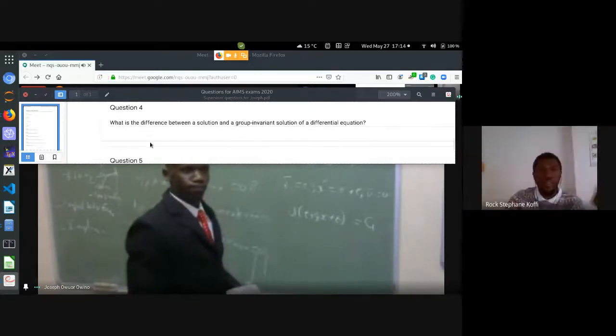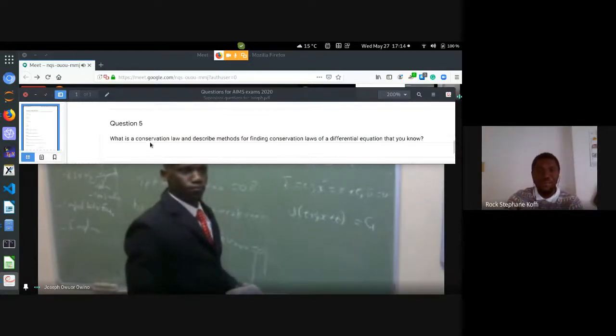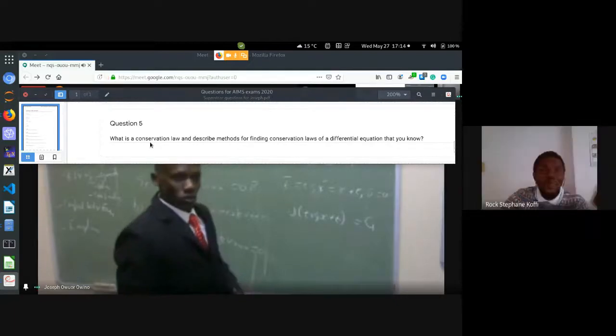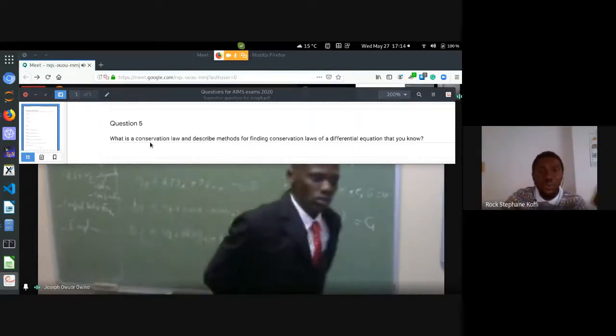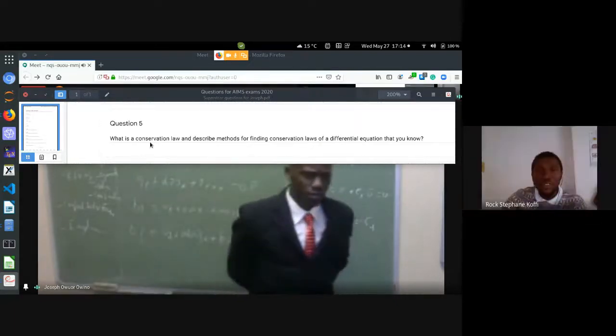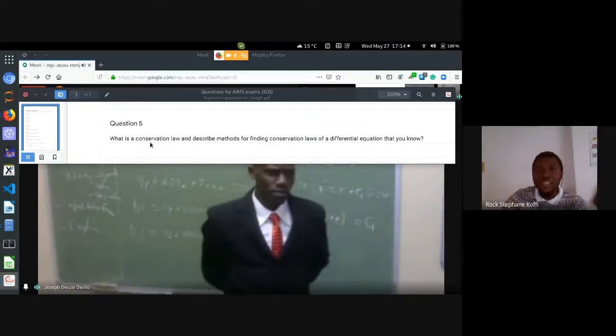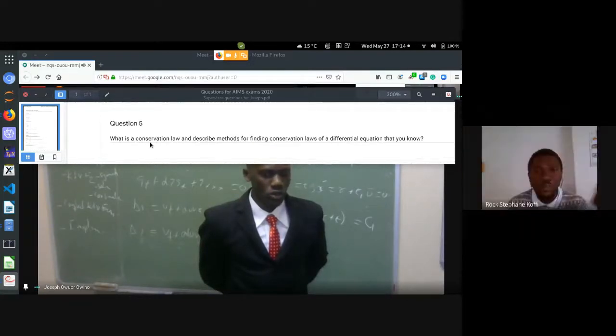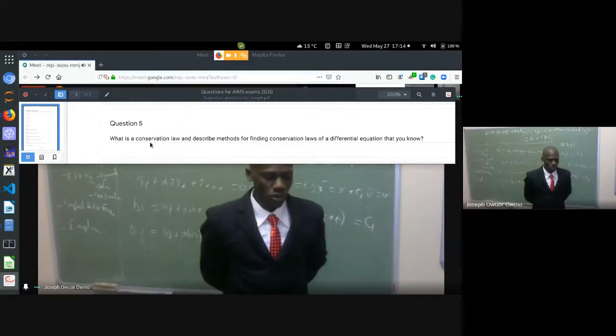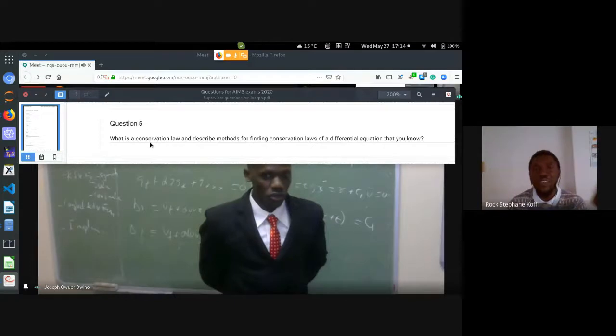Okay, thank you very much. There's a last question from your supervisor. What is a conservation law, and describe a method for finding conservation laws of a differential equation that you know? So what is a conservation law first? And after, describe a method for finding conservation laws of a differential equation that you know.